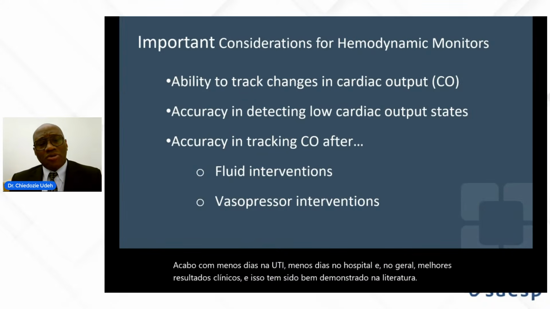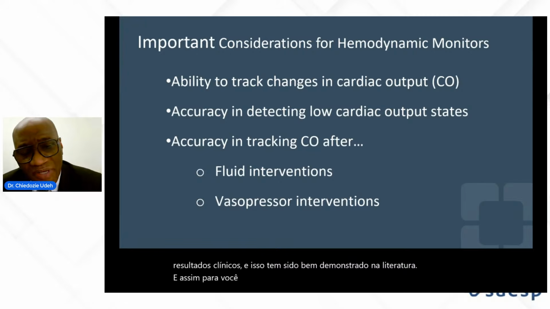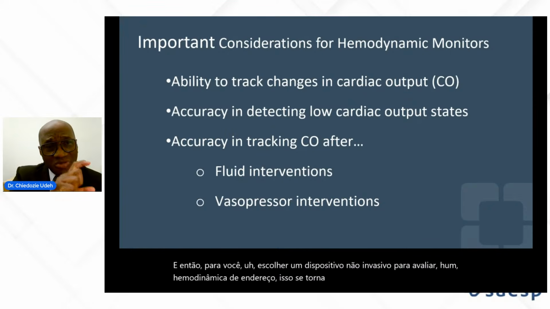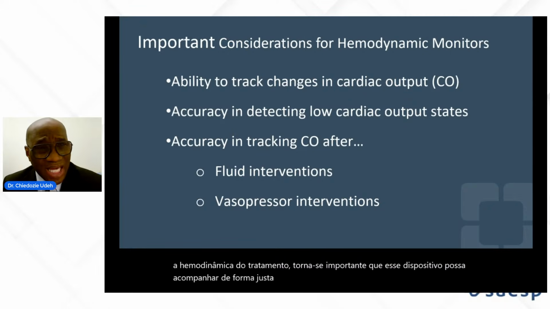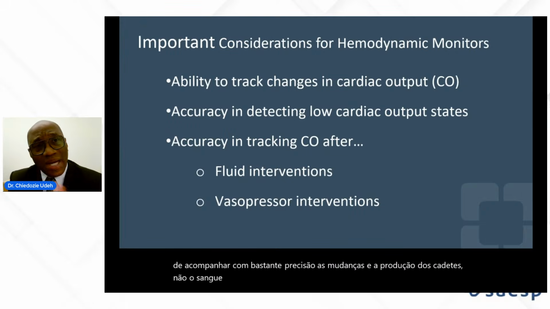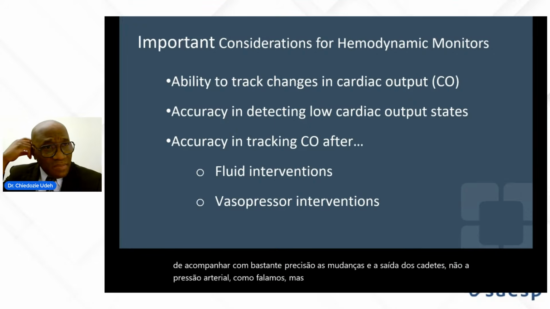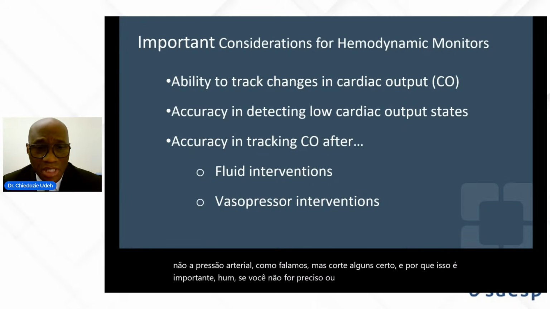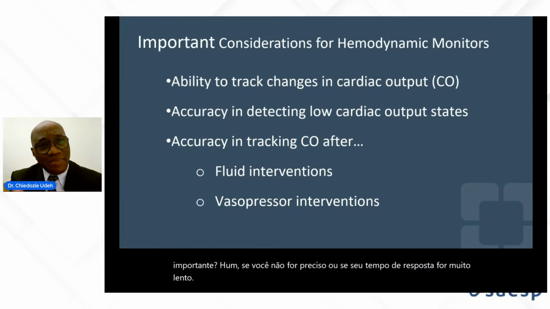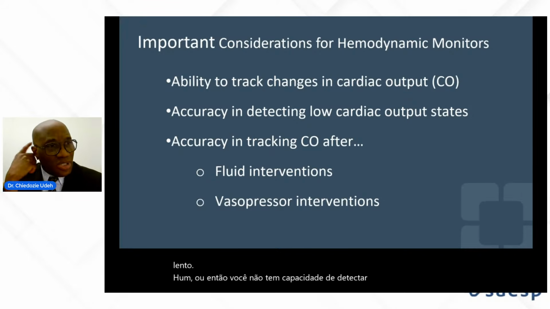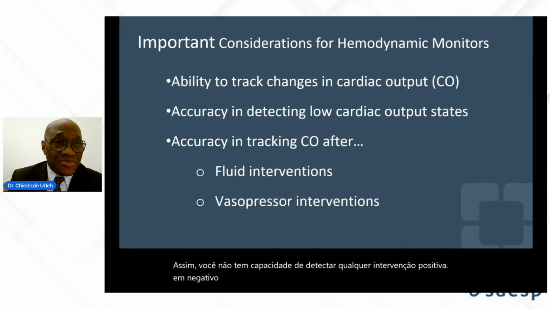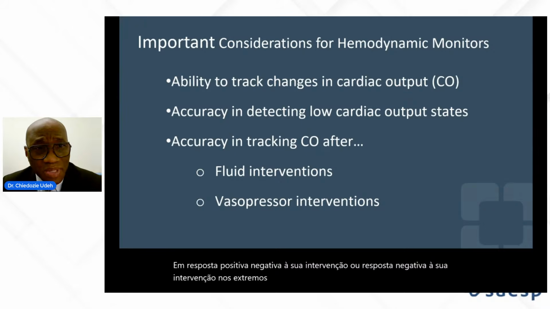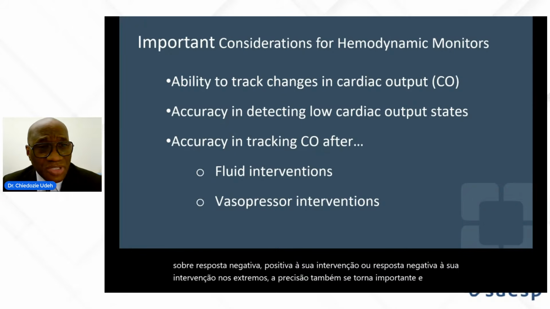And so if you're picking a non-invasive device to assess advanced hemodynamics, it becomes important that the device be able to track fairly accurately the changes in cardiac output, not blood pressure like we talked about, but cardiac output, right? And why is that important? If you're not accurate, or if your response time is very slow, then you lack the ability to detect a positive or negative response to your intervention. At the extremes, accuracy also becomes important. And then response to intervention, right?